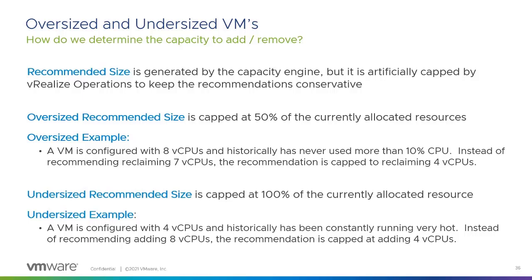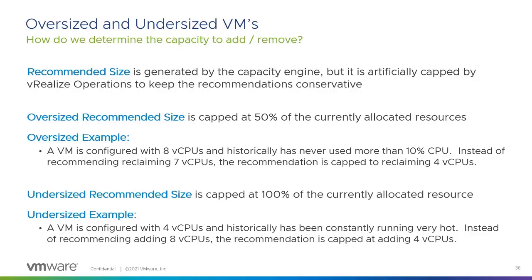You can see the example here. It says if the virtual machine has 8 vCPUs and never uses more than 10%, vRealize would not recommend taking away 7 virtual CPUs. The cap would come into play and say only reclaim 4 vCPUs. This is done to be more conservative, so you can gradually step down the allocation of resources to the virtual machines and eventually come to the right size over time. It helps avoid really big, drastic changes for VMs that are very oversized.